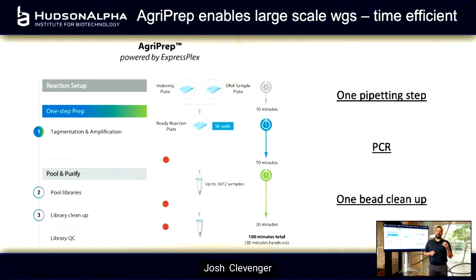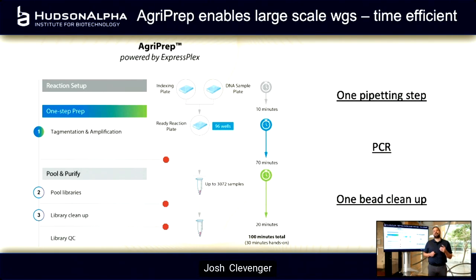So if we take a step back and look at this, if I have 10 plates of 96 samples, so 960 individuals, all I have to do is make one pipetting into a reaction plate, do a PCR, and then one bead cleanup for each. That's an incredible process. So we really, really like the way that the AgriPrep is set up.